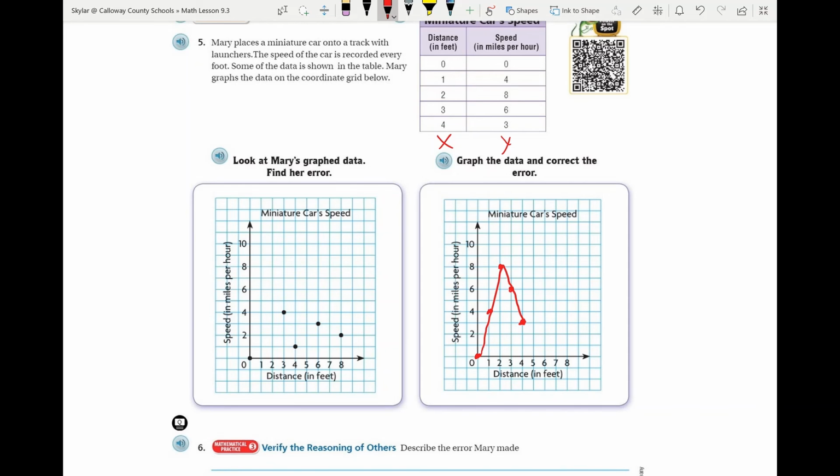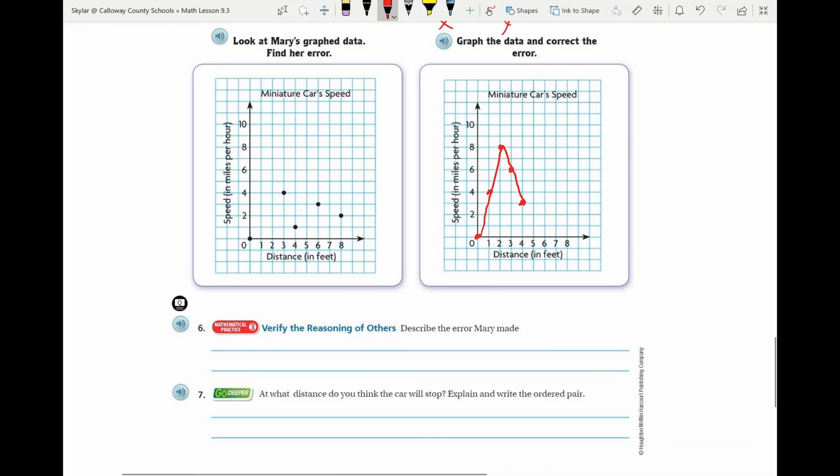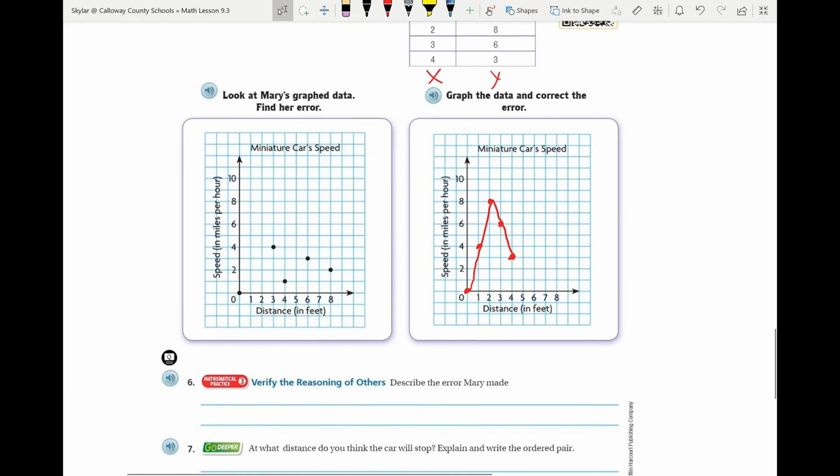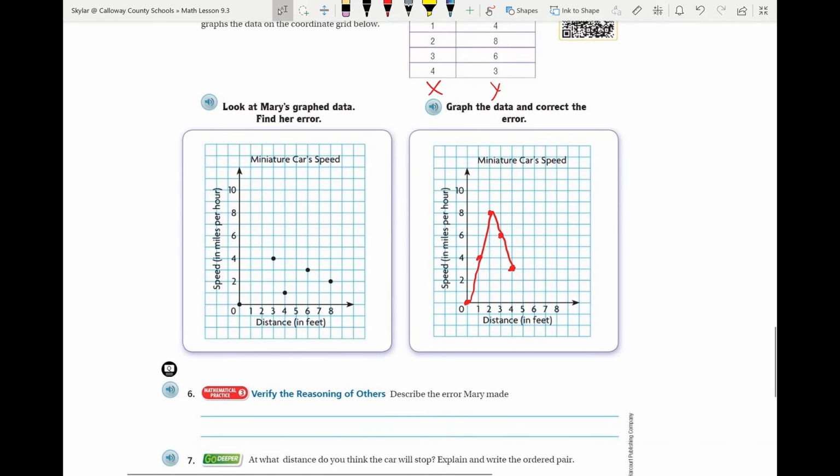So let's take a look. Let's try and figure out what mistake Mary made. She has what looks to be our graph, but sideways. And that is because she mixed up her x and y coordinates. Instead of (1, 4), like what we have here, she marked it at (4, 1). And so on and so forth. So her graph is completely backwards.